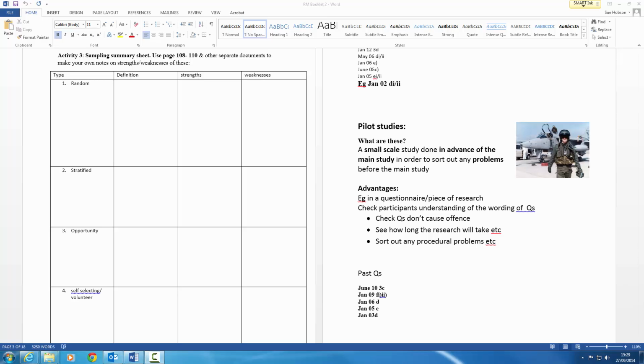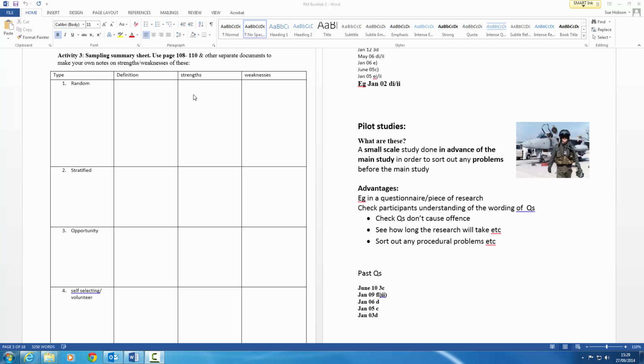So we'll start with number 1, random sampling. Random sampling, definition you need. Definition is that everybody from the target population has an equal chance of being selected for the sample. Okay, so there is no bias. That basically everybody has an equal chance, but we should be saying everybody in the target population.